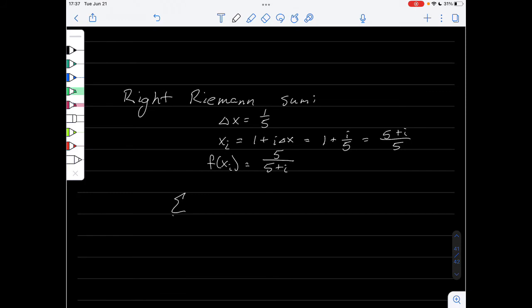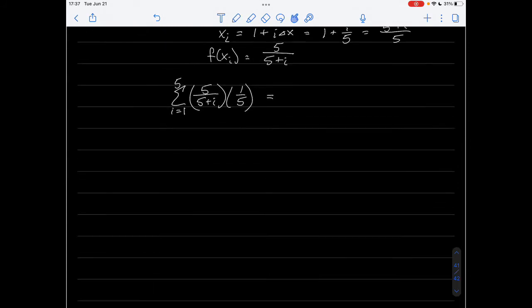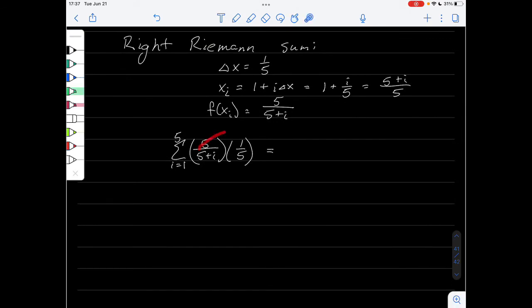So our sum, remember we're using 5 partitions. So f of x sub I is going to be 5 over 5 plus I times delta x, which is 1/5. And this, we can reduce. These two go away to a 1. And so this is just the sum from 1 to 5 of 1 over 5 plus I.